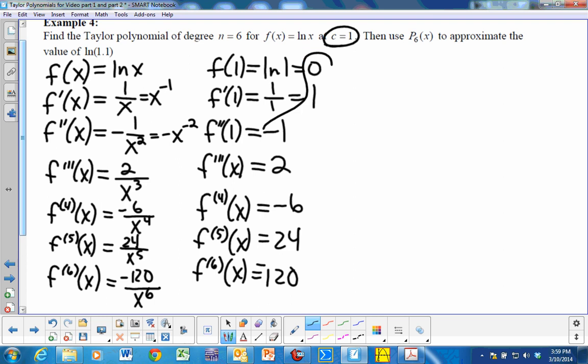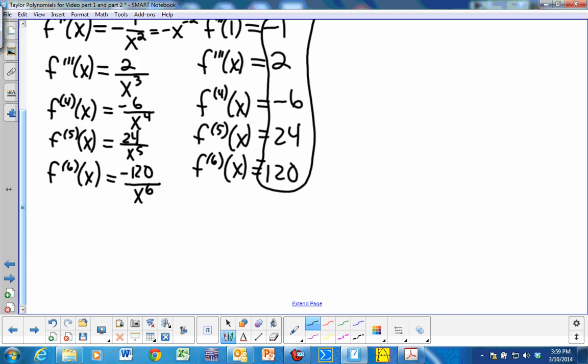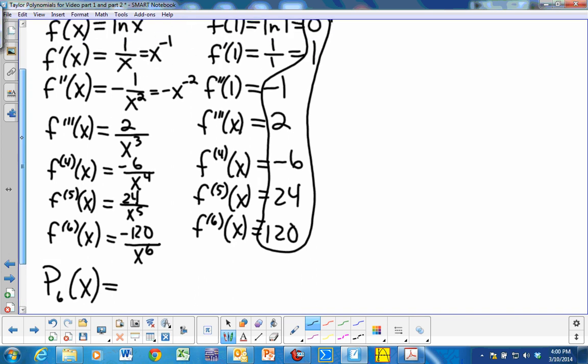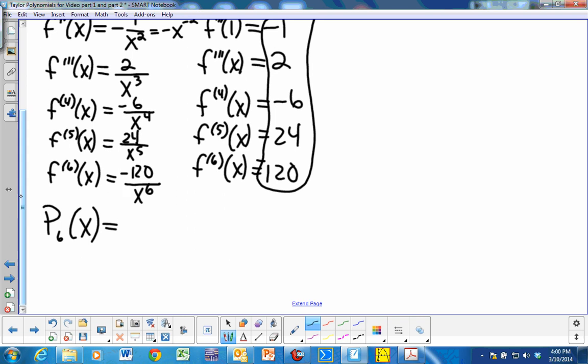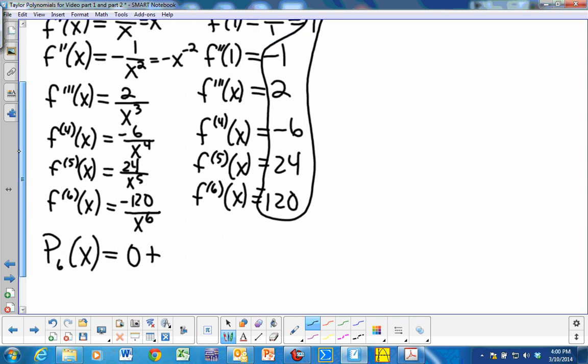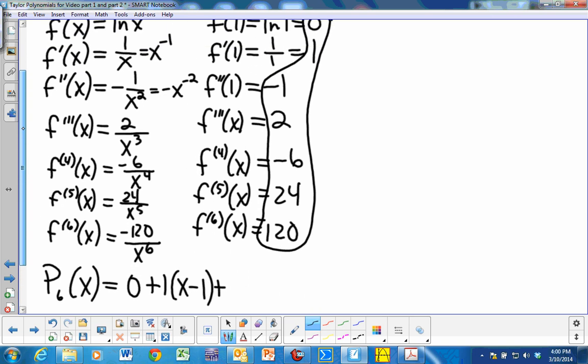Now remember, these numbers are all those coefficients, and then they get divided by whatever factorial, whatever term you're on. All right, so we're going to use all of that to write out the polynomial. So we're supposed to do the sixth polynomial. So the first thing we start off with is f of 1, which is 0. Plus, then we take f prime at 1, which is 1, times x minus c this time, which is 1. So each of these will just have an x minus 1 in them instead of just an x.